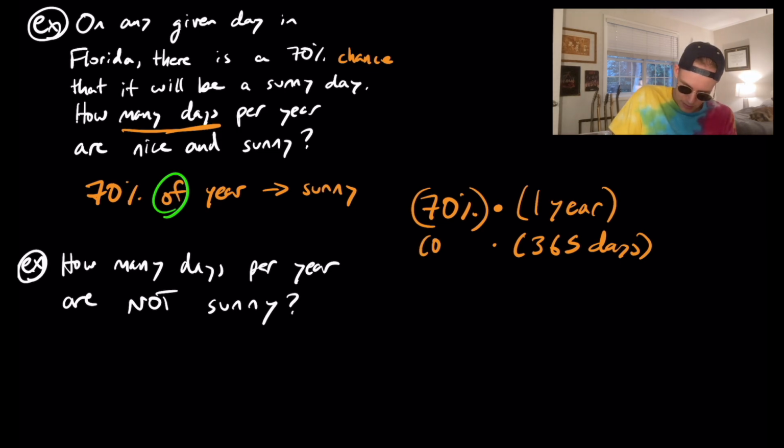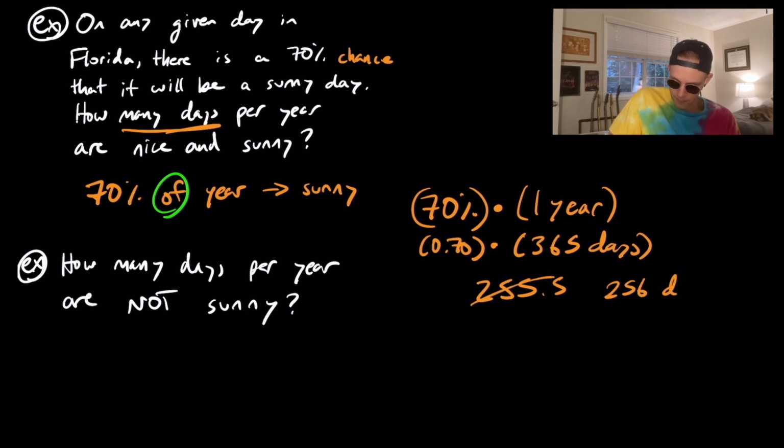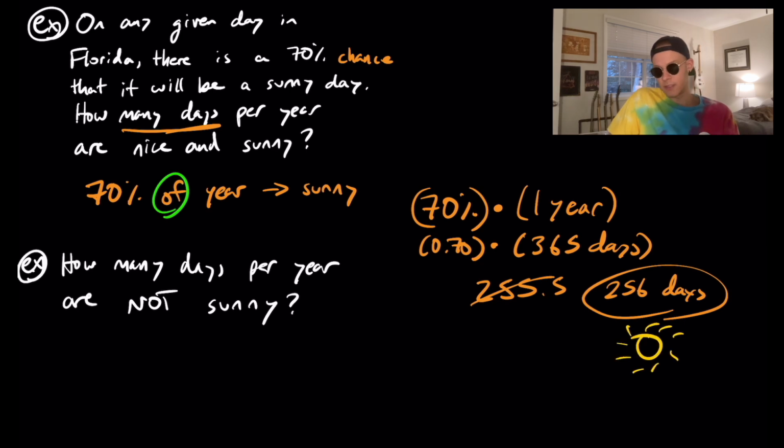So I'm going to write that as 0.70. And then do that times 365. So 0.70 times 365 is going to be 255.5. And we'll just round up to say 256 days. It'll be nice and sunny.